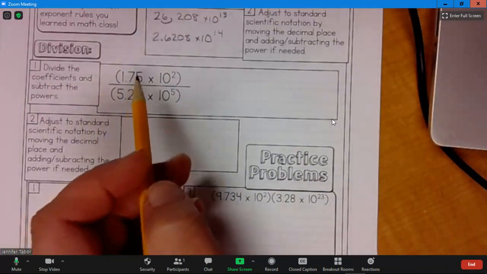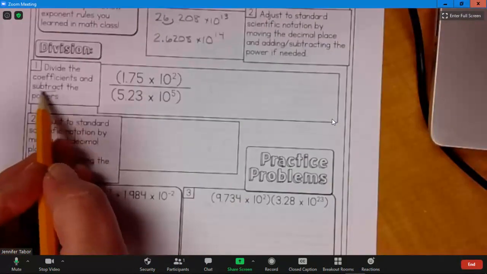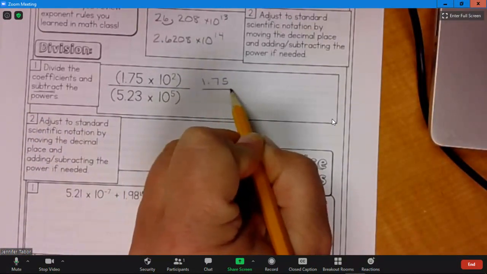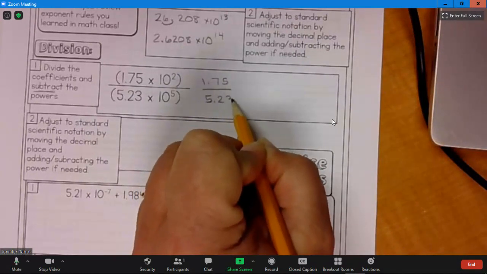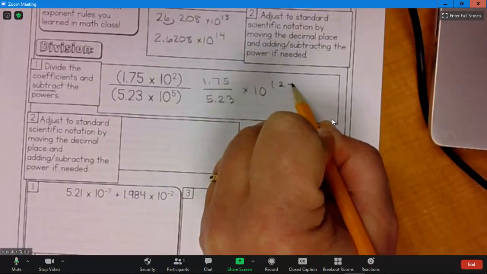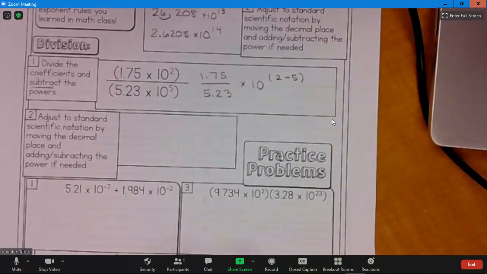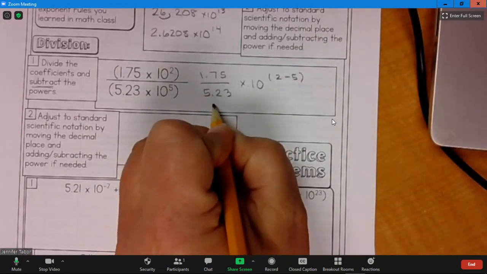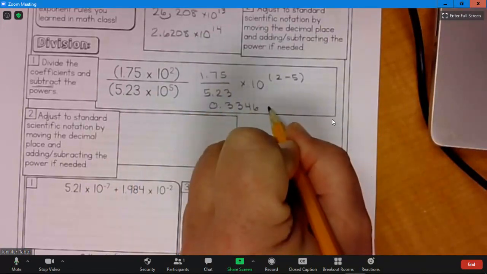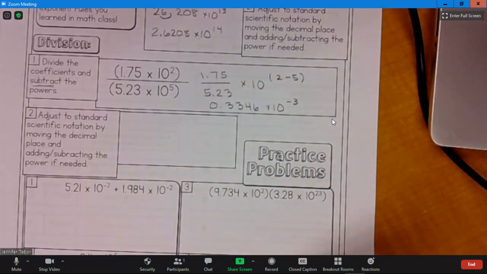Division, same principle, a little bit different. We're going to divide these numbers, though, and then subtract the exponents. So we end up with 1.75 divided by 5.23. Then our exponent, times 10 to the 2 minus 5. Yes, it will be a negative number, right? So we divide these two numbers and we get 0.3346 times 10 to the negative third. 2 minus 5 is negative 3.